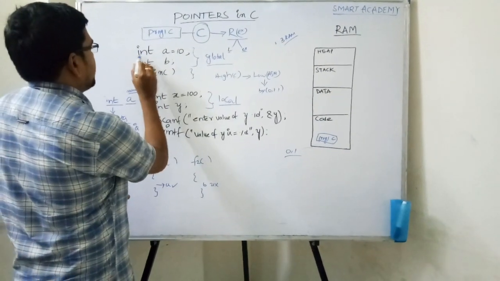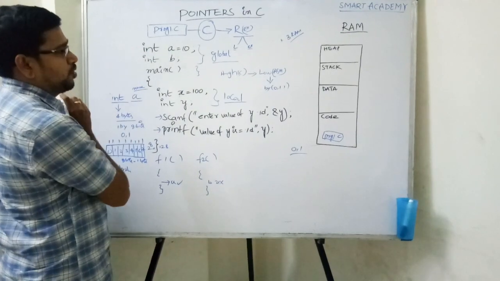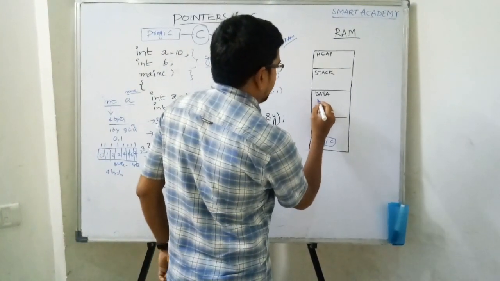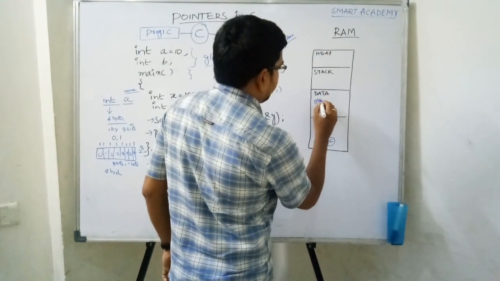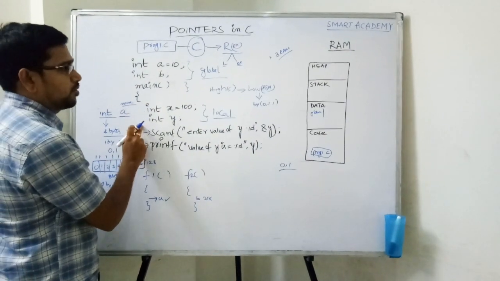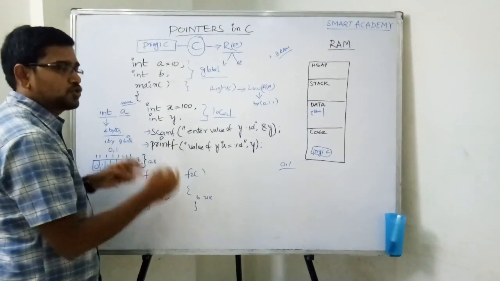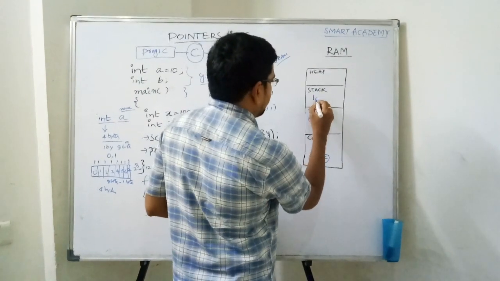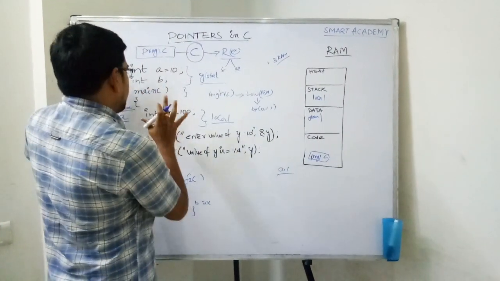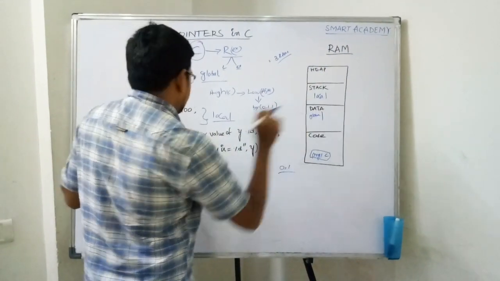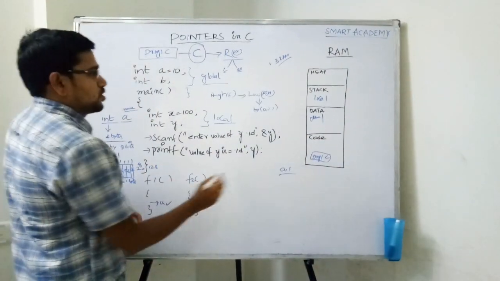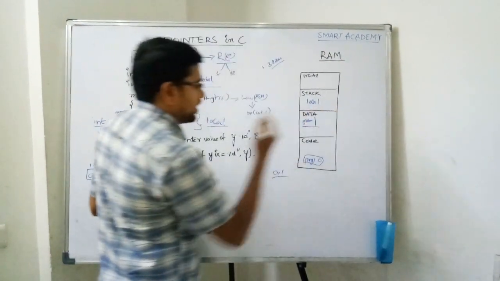So when I say int A is equal to 10, this is a global variable. In C programming, all global variables will be stored in the data segment. Come to the main function. These two are local variables. All local variables usually will be stored in the stack segment. So my program is in the code segment, my local variables are here, my global variables are here, and this will be running in your source code. So how is my global variable stored inside the data segment?